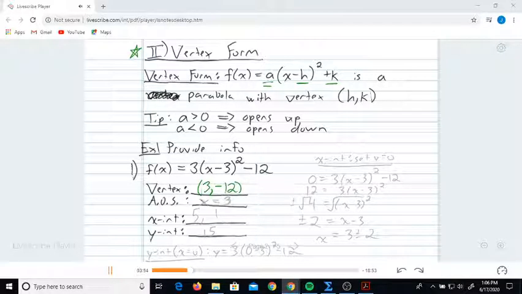And if you know the vertex, then you immediately know the axis of symmetry. It's just going to be the vertical line that goes through the vertex, so it's just going to be x equals whatever the x-coordinate of the vertex is. In this case, x equals 3.